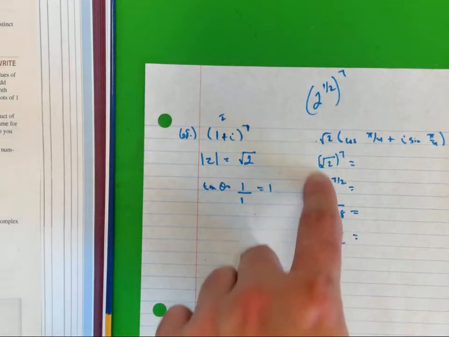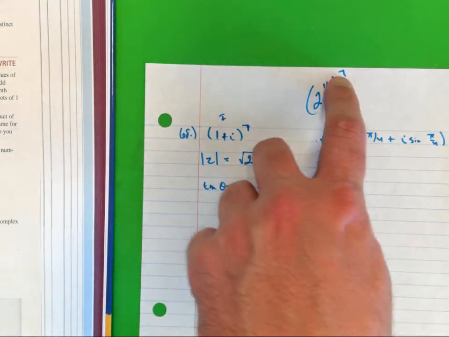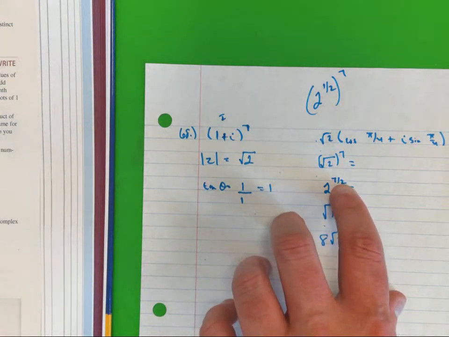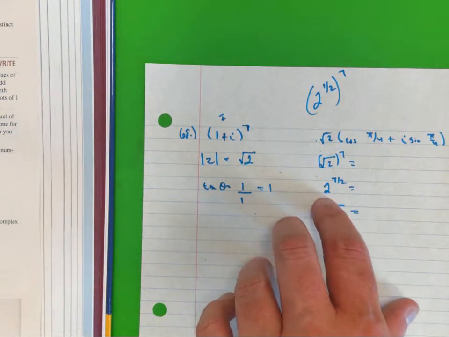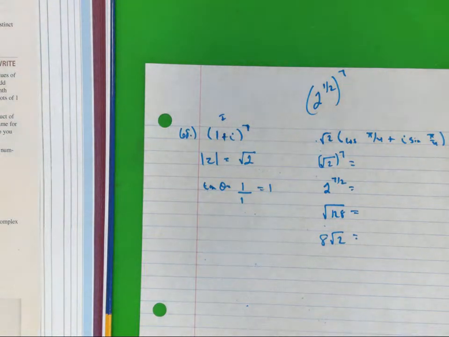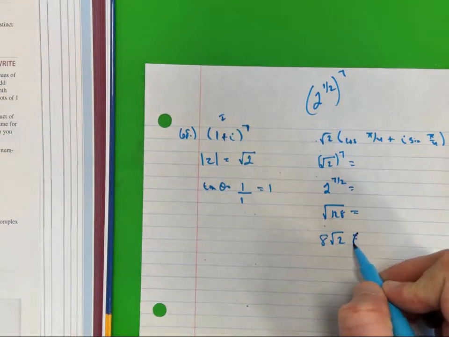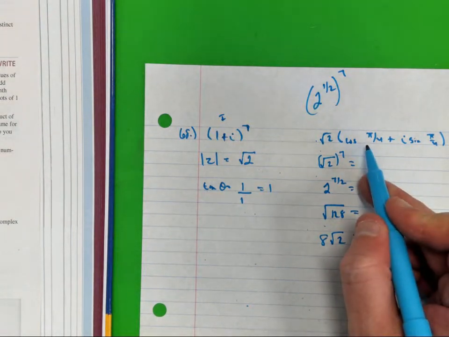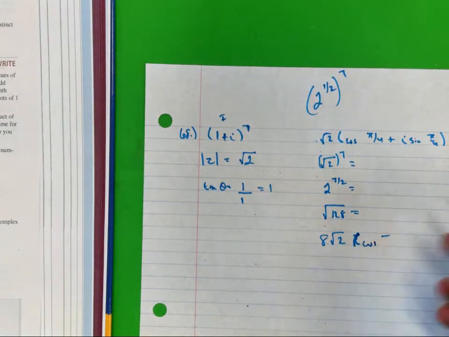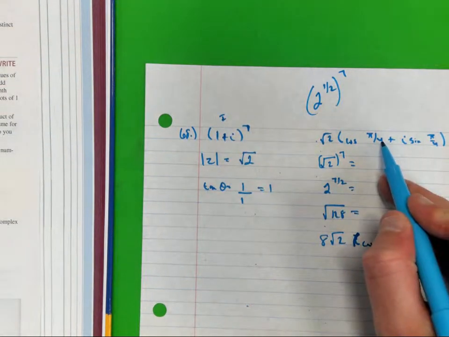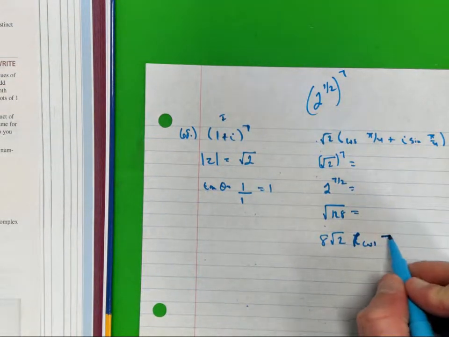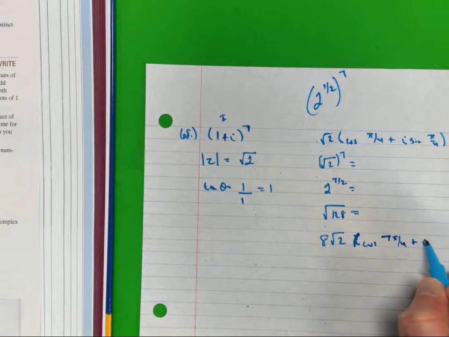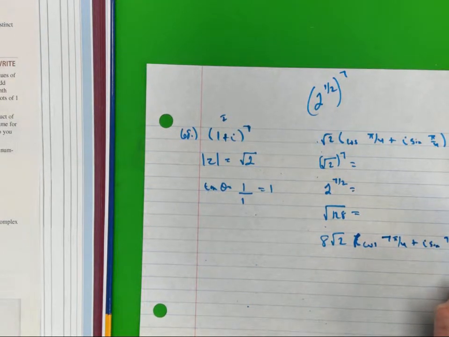So I rewrote square root of 2 as 2 to the 1/2. 1/2 times 7 is 7/2. I'm going to say, okay, I've got to do something with this. Well, remember, that's why we did the workshop, so you could tell me what 2 to the 7/2 was. Raise 2 to the 7, then the square root of 128, and then break that down to 8 square root of 2. Is everybody good with that? Now, bring this stuff down. Cosine. Okay, now we've got to say 7 times what? Which would be 7 pi over 4 plus i sine 7 pi over 4.